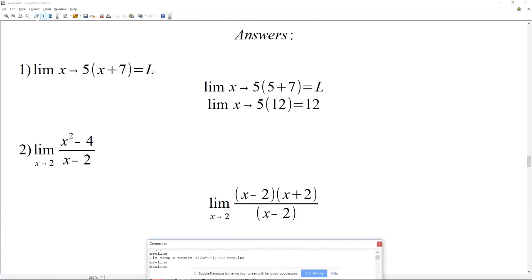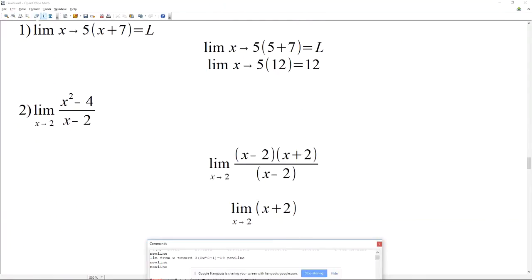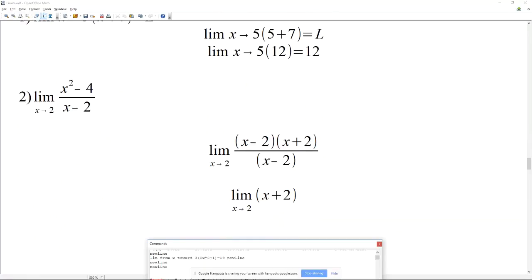You guys remember back in the day, you had to learn completing the square, that kind of stuff. So you're taking this and you're factoring it out. You're creating two quantities. And then what we can do is take x minus 2, cancel that out with the x minus 2 on the bottom. And what are we left with? x plus 2, right? Well, this is simple at this point. We just stick in 2, and you get 4.